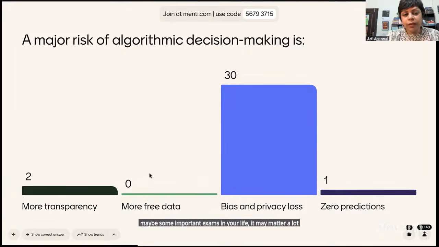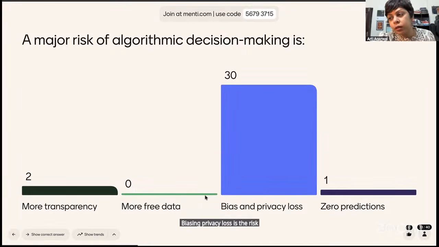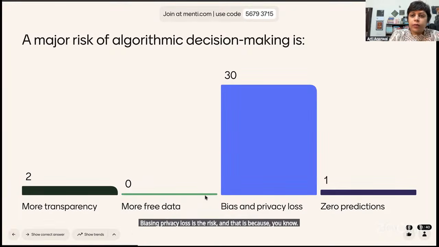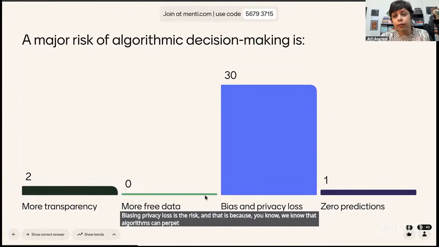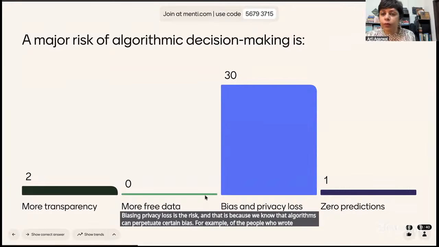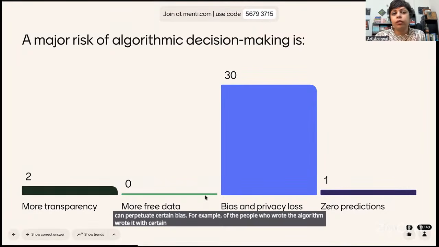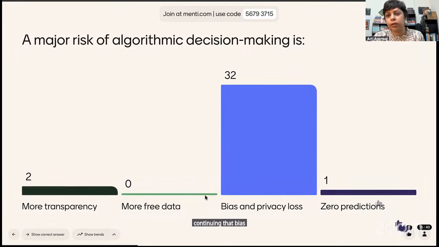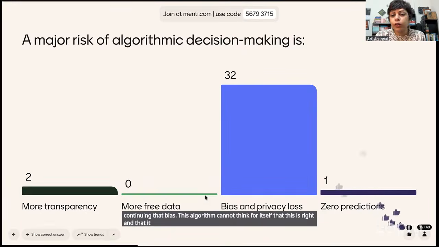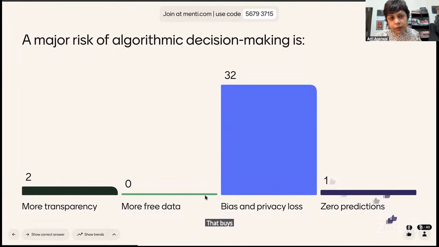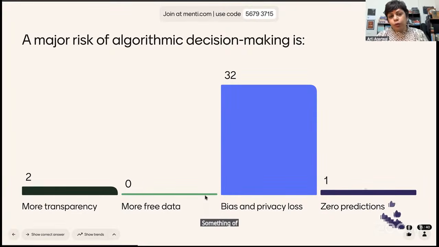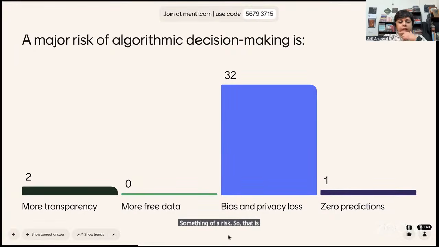So bias and privacy loss is the risk, and that is because we know that algorithms can perpetuate a certain bias, right? For example, if the people who wrote the algorithm wrote it with certain biases, then the algorithm is only going to continue that bias. This algorithm cannot think for itself that this is right and that is wrong. Algorithm will just carry on that bias, right? And privacy loss is obviously something of a risk. So that is the correct answer.